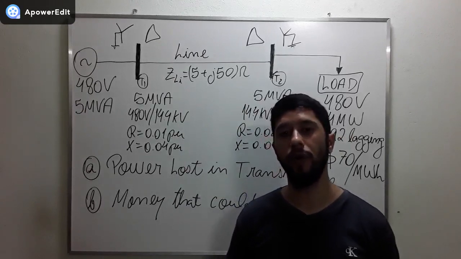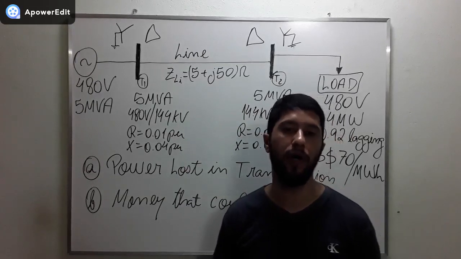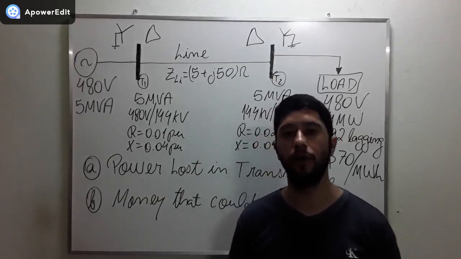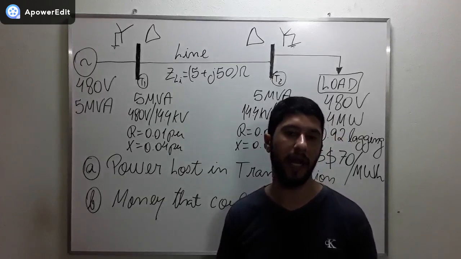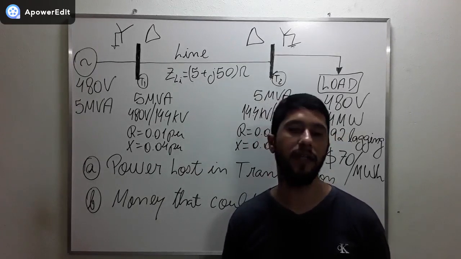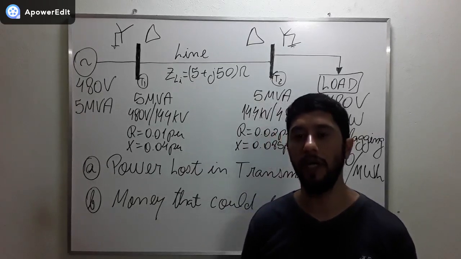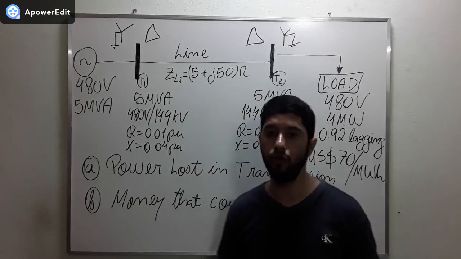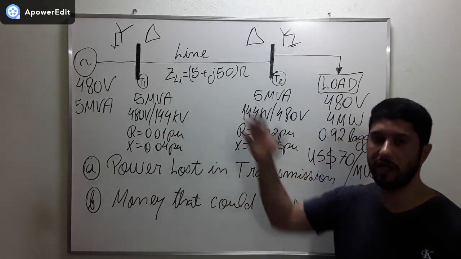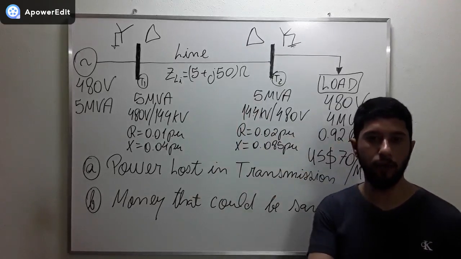In this video we're going to see how to use the per phase per unit system of measurement to calculate losses in transmission in an electric power system and the amount of money that could be saved if we constructed the generator close to the load. And to do this I brought you this exercise. Let me read the problem.